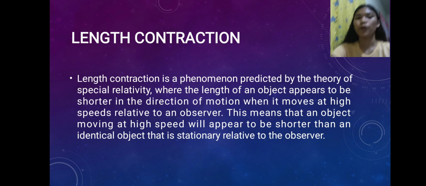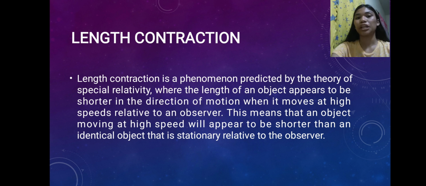So, it is important to note that length contraction is not a result of the object physically changing its size or shape. It is a consequence of how space and time are interconnected according to special relativity. So as an object moves faster and faster, its measurement in the direction of motion gets compressed or contracted from the perspective of an observer who is not moving at the same speed.